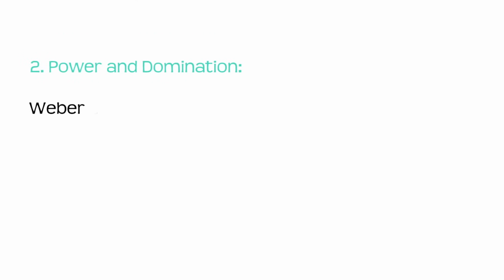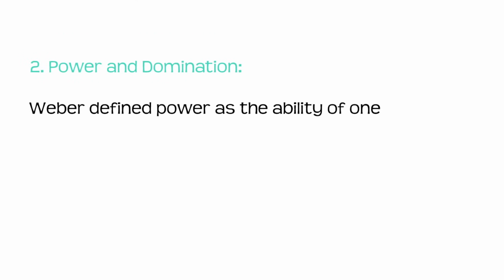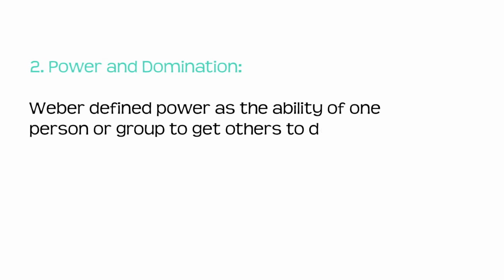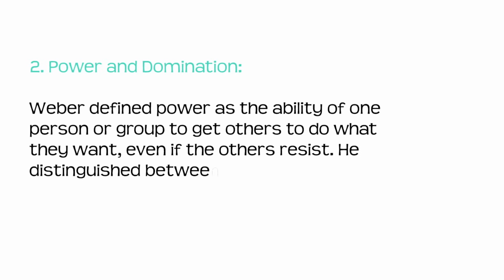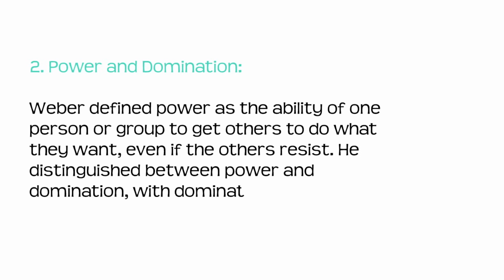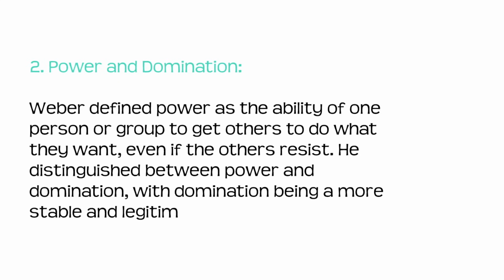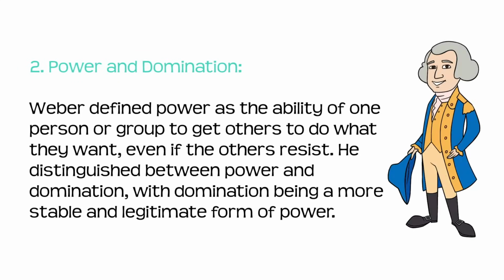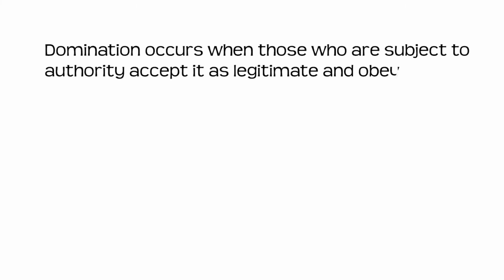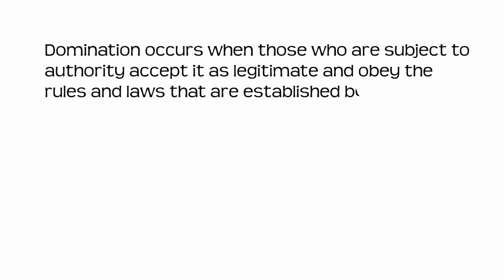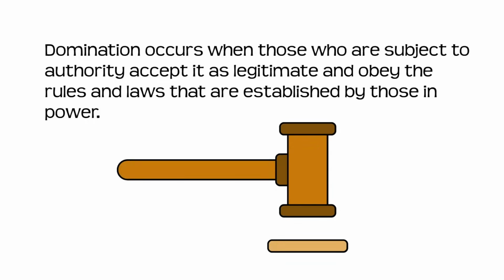Number 2. Power and domination. Weber defined power as the ability of one person or group to get others to do what they want, even if the others resist. He distinguished between power and domination, with domination being a more stable and legitimate form of power. Domination occurs when those who are subject to authority accept it as legitimate and obey the rules and laws that are established by those in power.